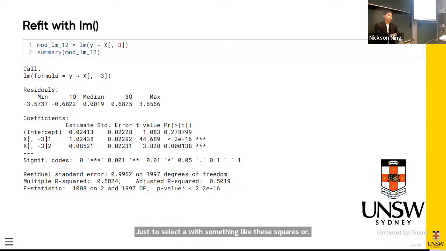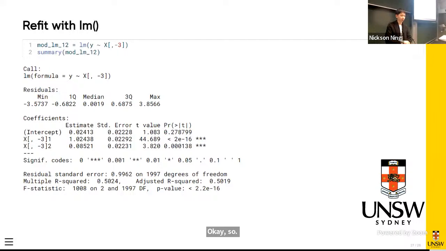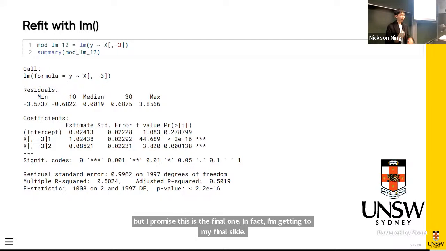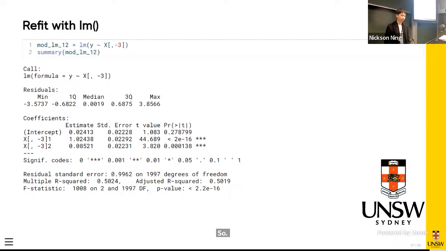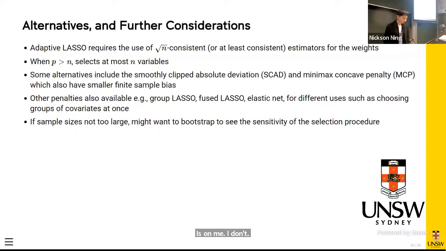Okay, however, so I've had a lot of howevers in this talk, but I promise this is the final one. In fact, I'm getting to my final slide. I've talked about the adaptive lasso a lot, and again, it's my default recommendation. However, that doesn't mean it's omnipotent. There are a few drawbacks with it.